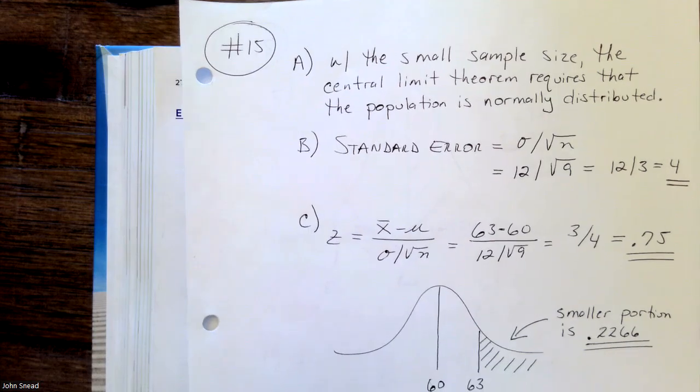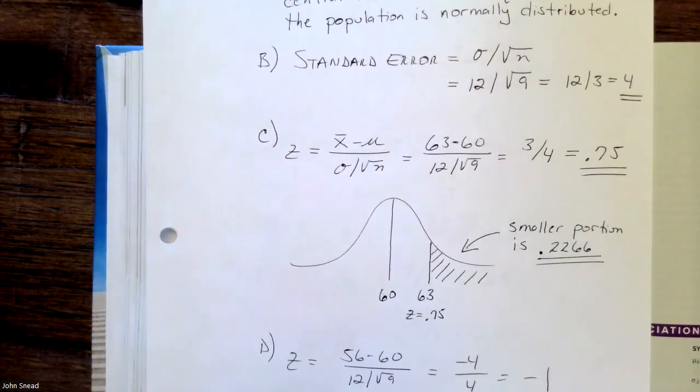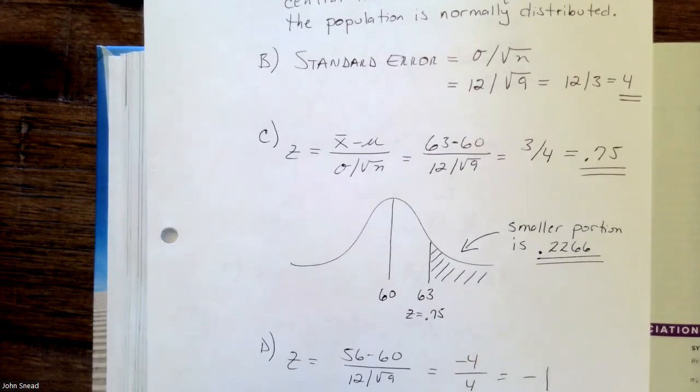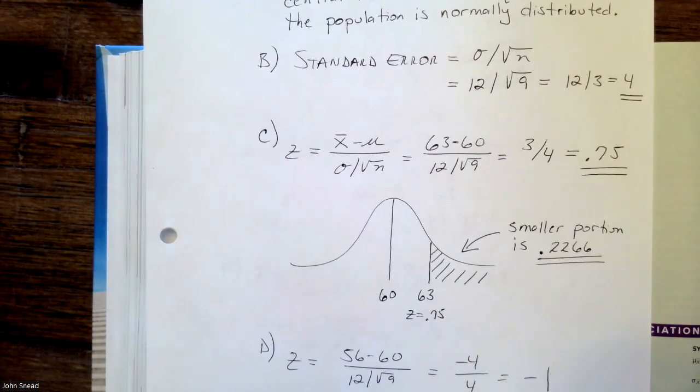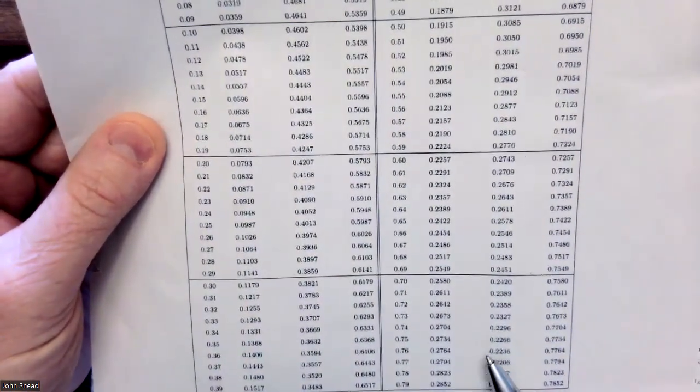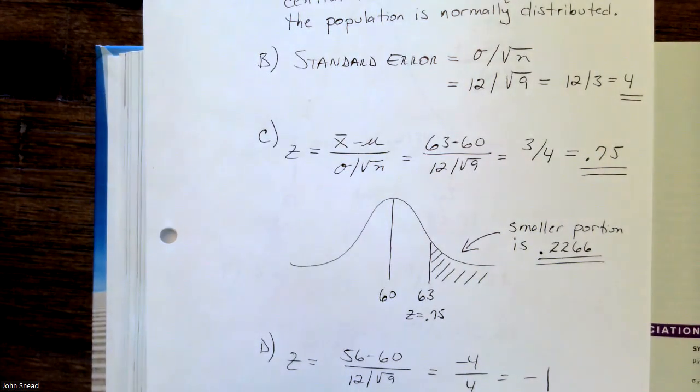Here, once again, we go to our charts. We look at 0.75. We want something larger than, so we're looking at the smaller portion. So we go to 0.75 in our z-chart. And that happens to be 0.2266. So the probability is 22.66%.